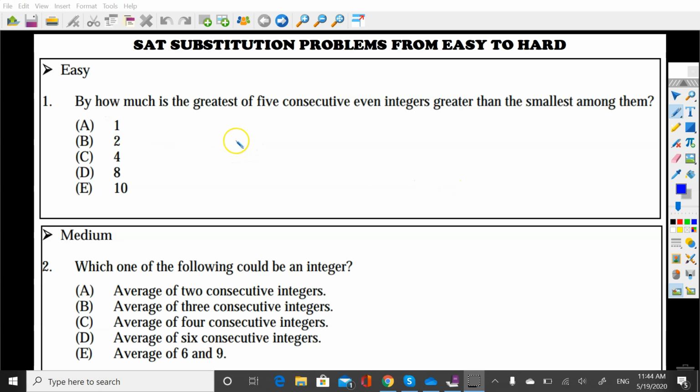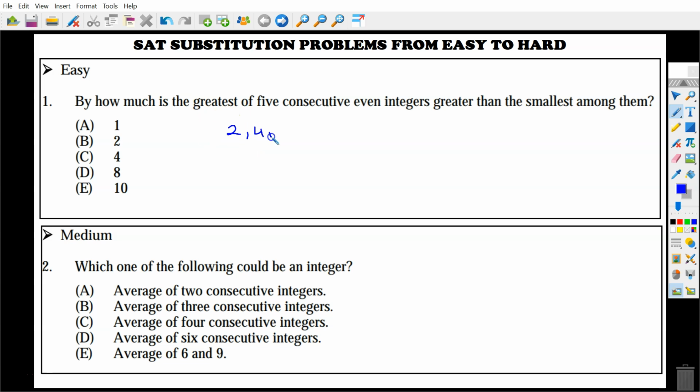In the first problem, what we have is, by how much is the greatest of 5 consecutive even integers greater than the smallest among them? So basically we can select any 5 consecutive even integers starting from, let's say, 2, 4, 6, 8, and 10. So obviously the smallest one is 2 and the greatest one is 10. This problem is asking you to figure out the difference between these two numbers. So the difference will be 10 minus 2, so we get 8. That's the correct answer for the first problem.